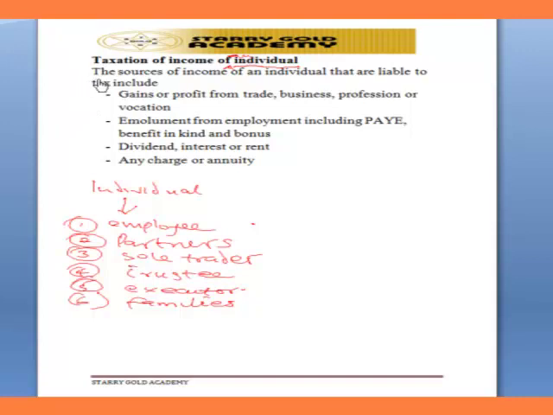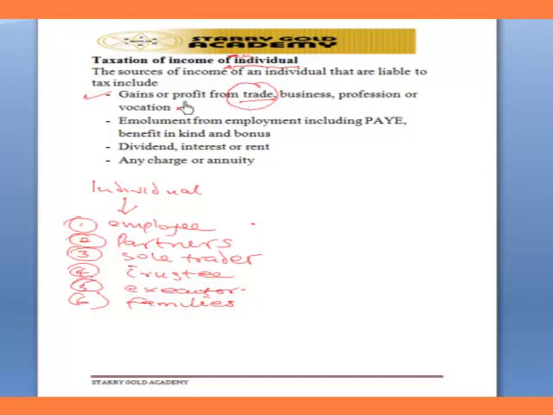Now, for the sources of income of an individual, we have gains or profit from trade, business, profession, or vocation. As we move on in the course of the lecture, we will try to look at trade. When is a transaction regarded as trade? Because we need to know what is trade to be able to determine the profit from a trade. What constitutes a trade? We'll look at that in the next lecture.